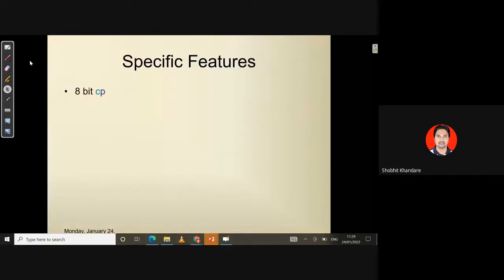Yes, the specific features. I want everyone to listen to the explanation. Side by side, you can write down the features also in your notebook. I'll be explaining each and every feature. All the features are very important. Now, the first question, if someone asks you, आपका 8051 microcontroller कितने bit का controller है?